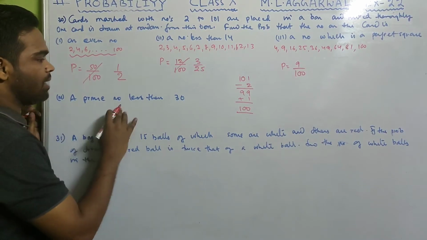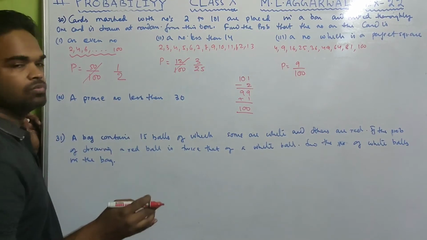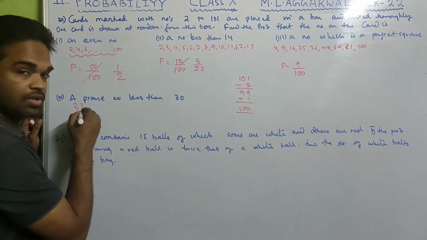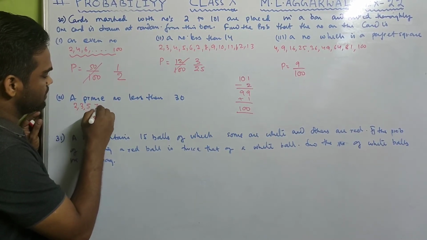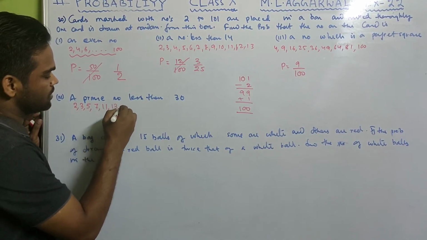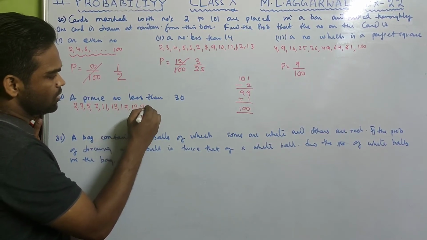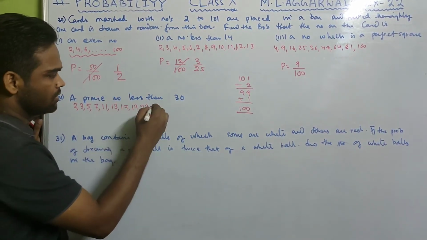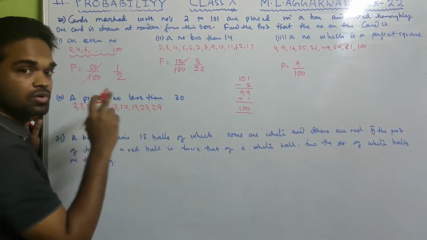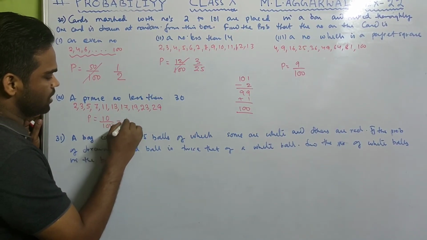Done. A prime number less than 30. Okay. Starts with 2. So we know the prime numbers less than 30: 2, 3, 5, 7, then 11, then 13, 17, 19, 23, and 29. Yeah, that is 10 numbers. So there'll be 10 prime numbers out of 100, which is 1 by 10. Done.